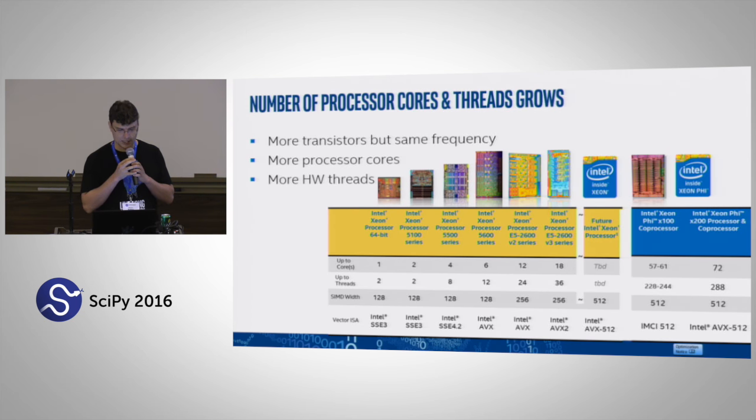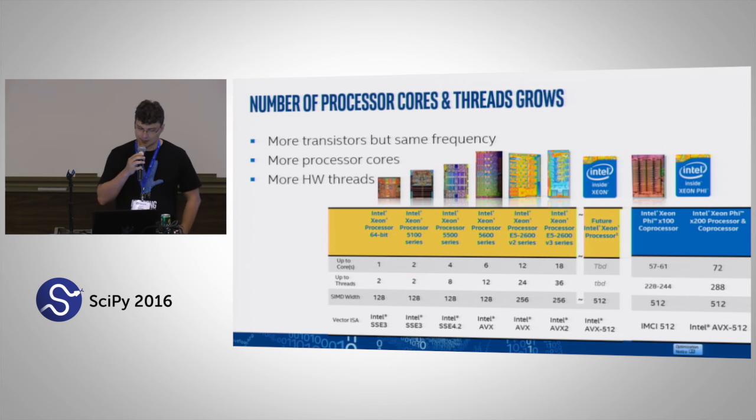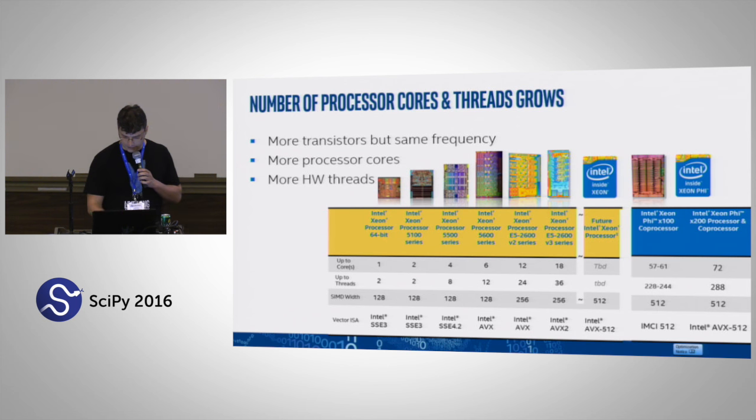And I do apologize for showing this slide, probably you are tired of it from all the parallel sessions, saying that there are more transistors, but the same frequency. That's why more processor cores, more hardware threads. Well, probably I can extend it, pointing now to this beast, which has 70 cores and up to 300 threads. So this is why it is important. Multi-core is ubiquitous.